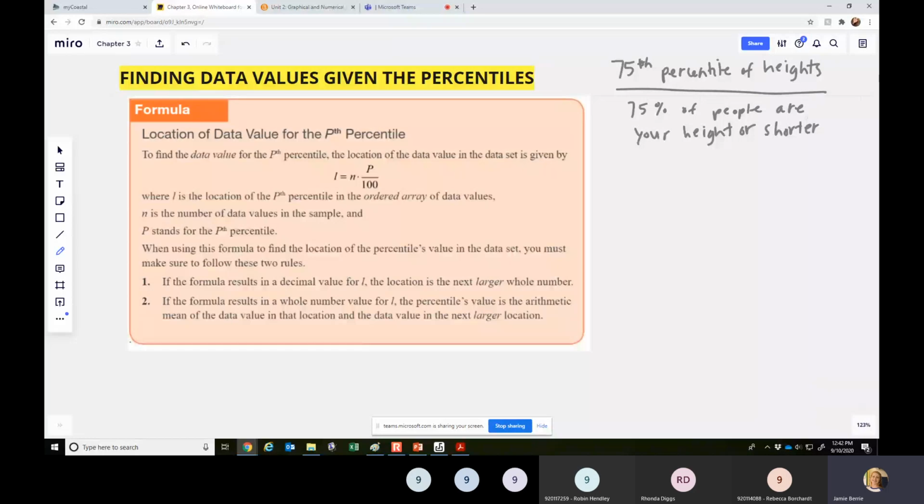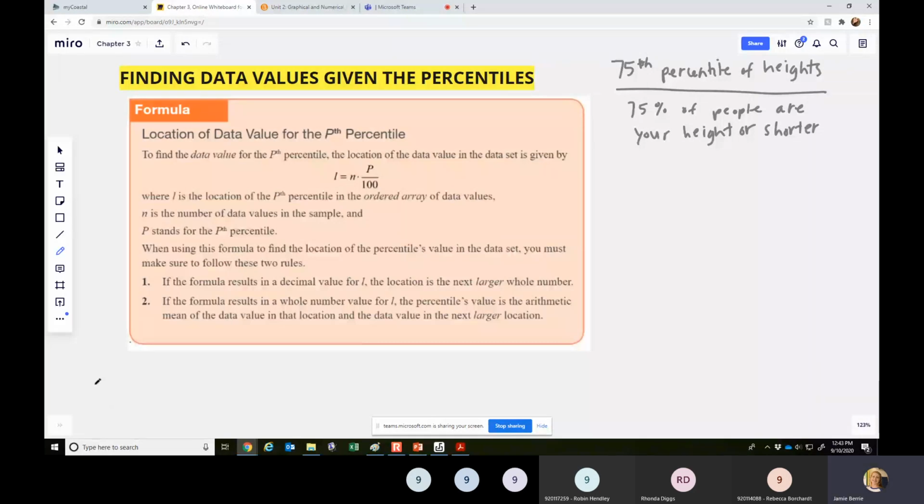It says to locate the data value for the pth percentile. P just represents any whole number here. It's got to be a whole number between 0 and 100. The location of the data value in the data set is given by, this is an L for location, L equals N, where N is the sample size, the number of data values in the sample. So location equals N times P, where P is the percentile, divided by 100.